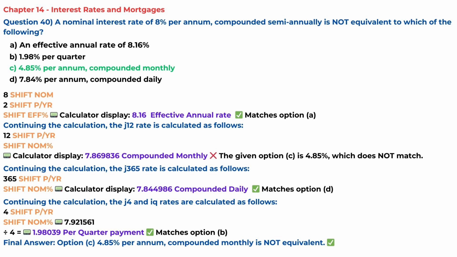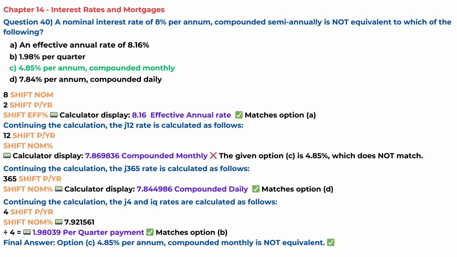Continuing the calculation, the J12 rate is calculated as follows. 12, Shift P/YR, Shift NOM. Calculator display 7.869836, compounded monthly. Therefore, the given option C, 4.85%, does not match. Continuing the calculation, the J365 rate is calculated as follows. 365, Shift P/YR, Shift NOM. Calculator display 7.844986, compounded daily, matches option D.